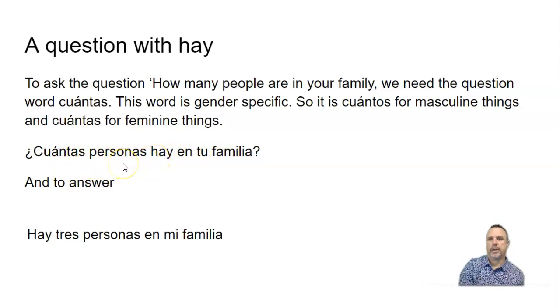If you want to, we've got a question about restaurants at the end. So you could actually say, ¿Cuántos restaurantes hay en Coffs Harbour? How many restaurants are there in Coffs Harbour? So there's lots of questions you can ask with cuántos or cuántas. Cool. So, ya está bien. That's okay for now, I think.